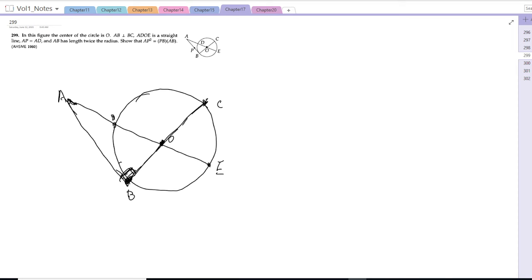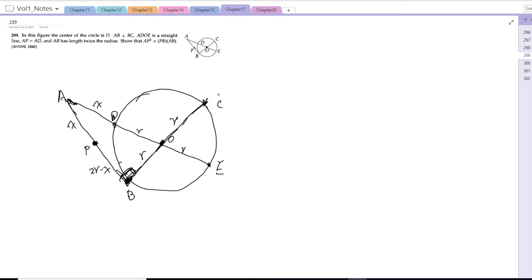So AD is here, then AP is equal to AD, and AB has a length twice the radius, okay? So we know AB has the length of, let's parameterize, okay? This is the R, this is the R, this is the R, and if AP and AD is X, this is 2R minus X, right?